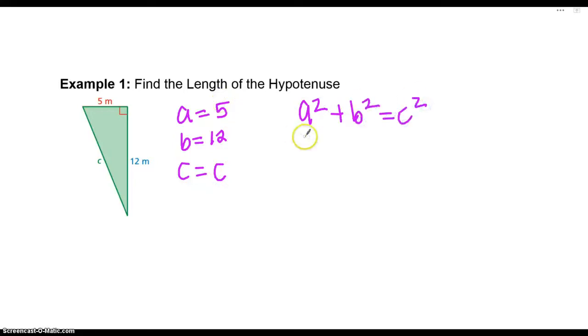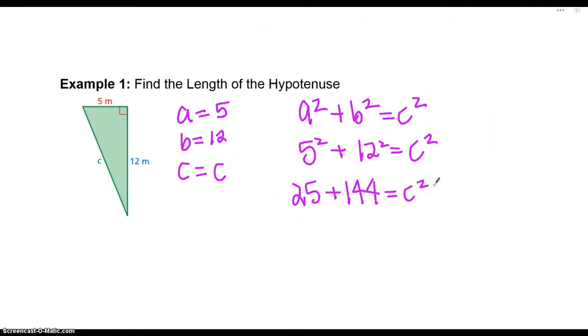And then you just plug in these numbers. So you have 5 squared plus 12 squared is equal to C squared. And then you evaluate 5 squared, which is 25, plus 144 is equal to C squared. And then 144 plus 25 is 169. So if 169 is C squared and I'm trying to find C, I need to take the square root of both sides since this is C squared. And the square root of 169, I believe it's 14, but let me check. Square root of 169 in my calculator, 13, my bad. So C is equal to 13 meters.